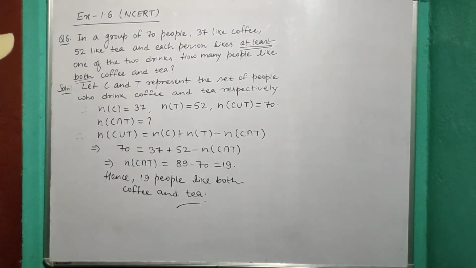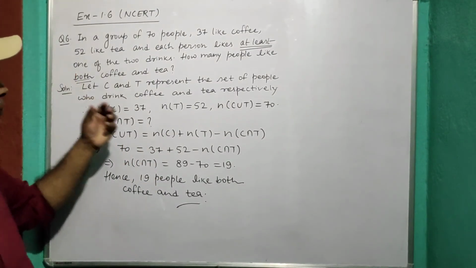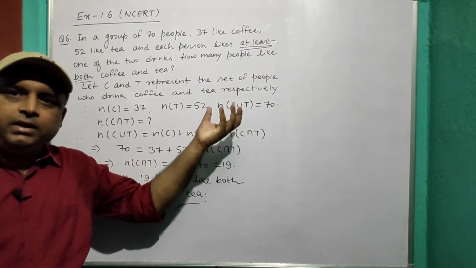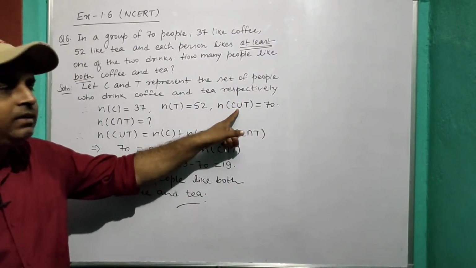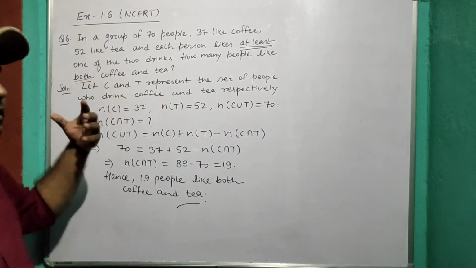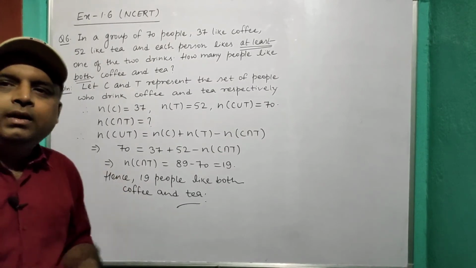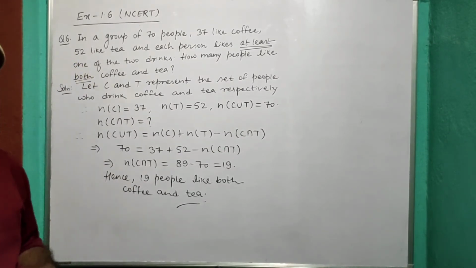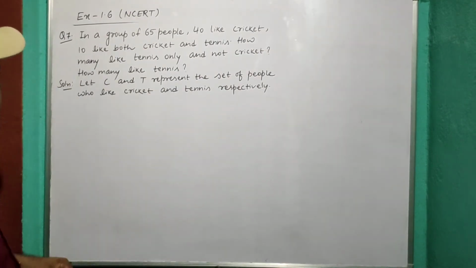So again your question number 8 is based on this type where the word at least is given, and remember again that whenever at least is given, that indicates your union part and both indicates intersection part. So only remember this much. And now I am going to do the last question of this exercise, that is question number 7.